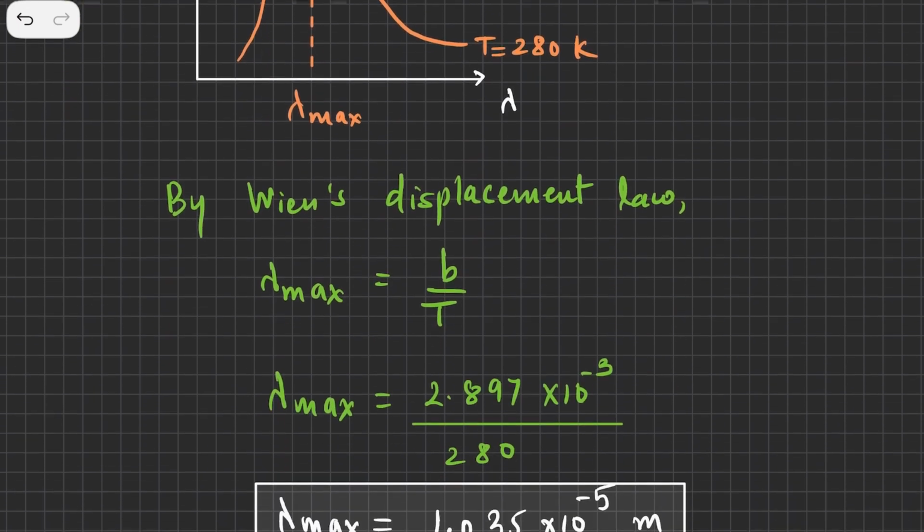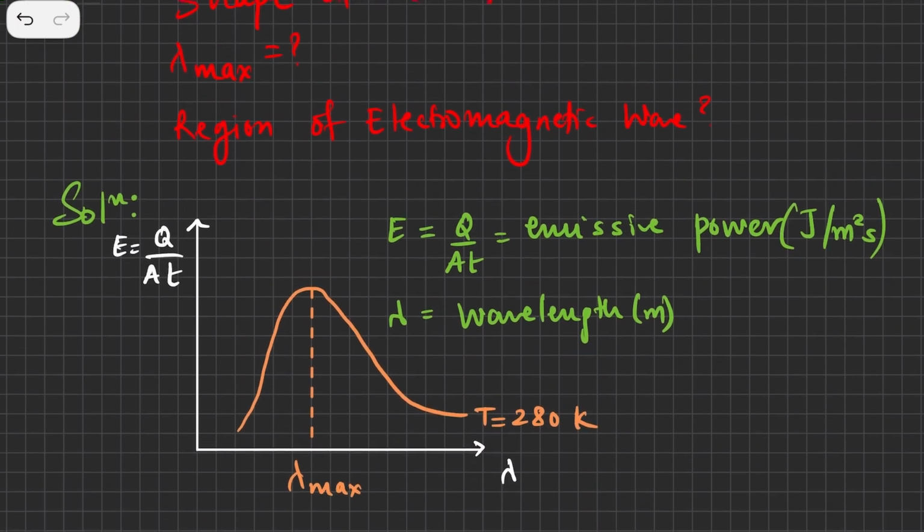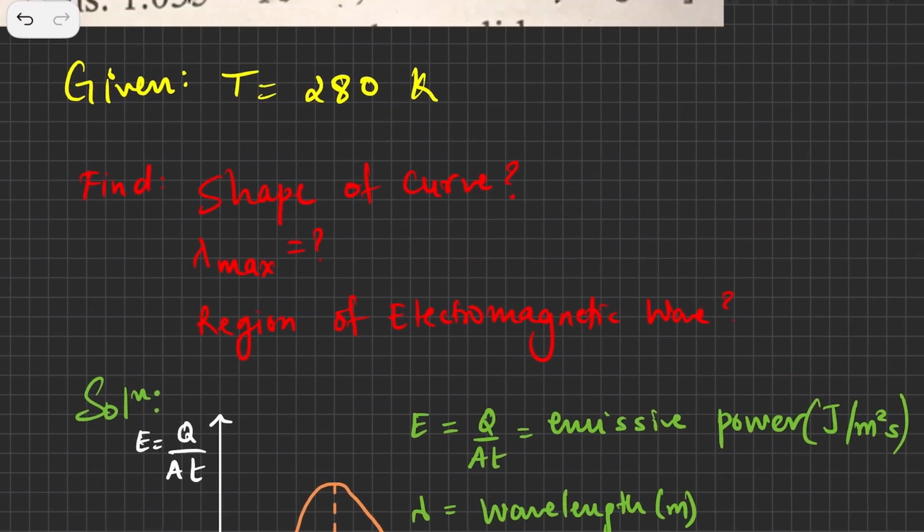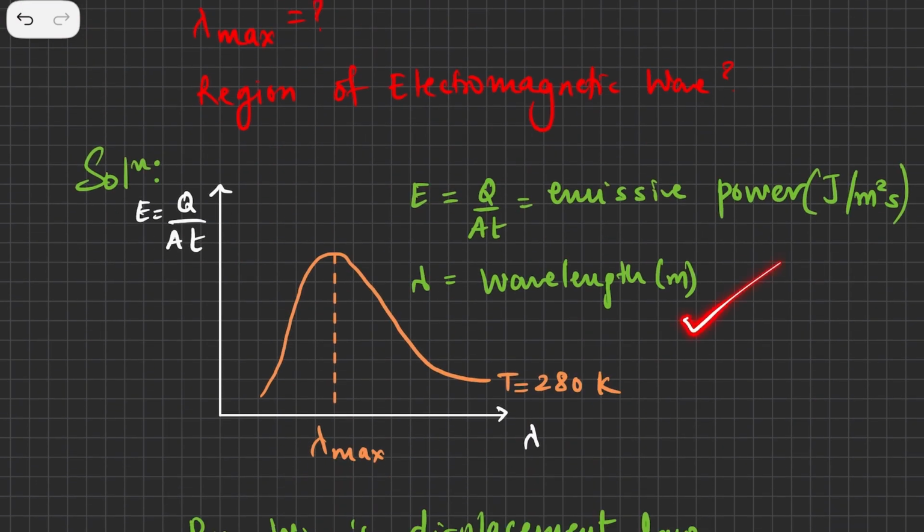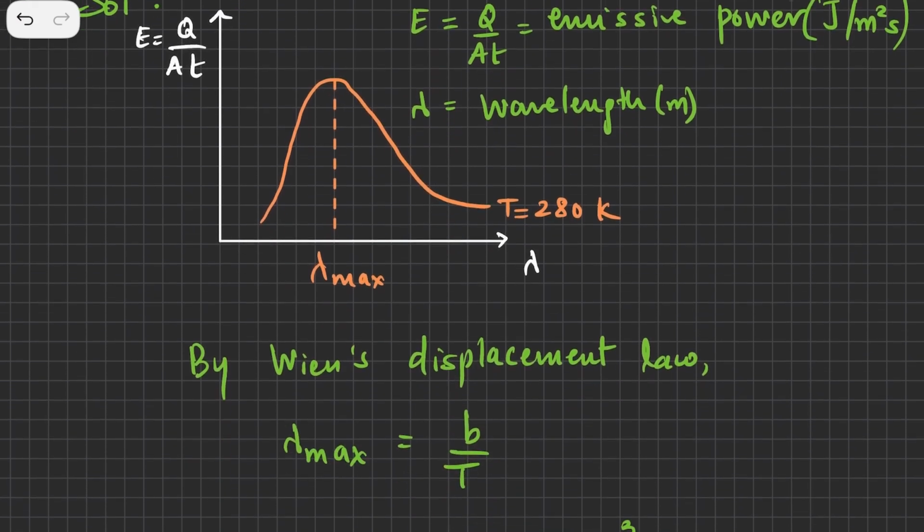This is the first way of answering. The first question was the shape of the curve. This is the shape of the curve, where E stands for emissive power. Everything is written. You can just pause the video in case you wish to write it down.